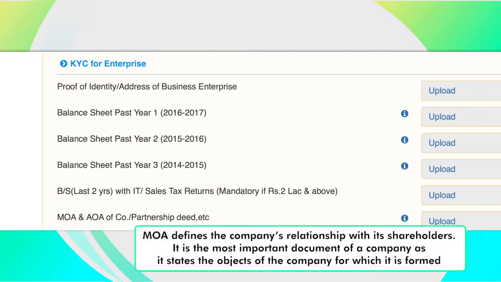Memorandum of Association defines the company's relationship with its shareholders. It is the most important document of a company as it states the objects of the company for which it is formed. It also contains the powers of the company within which it can act.